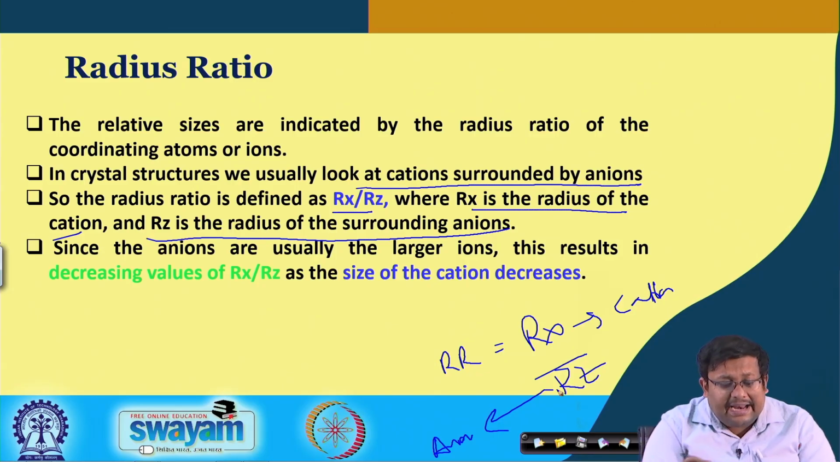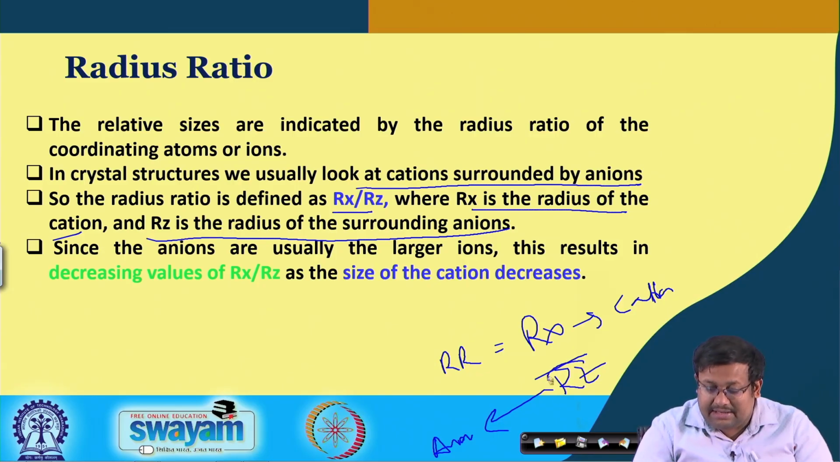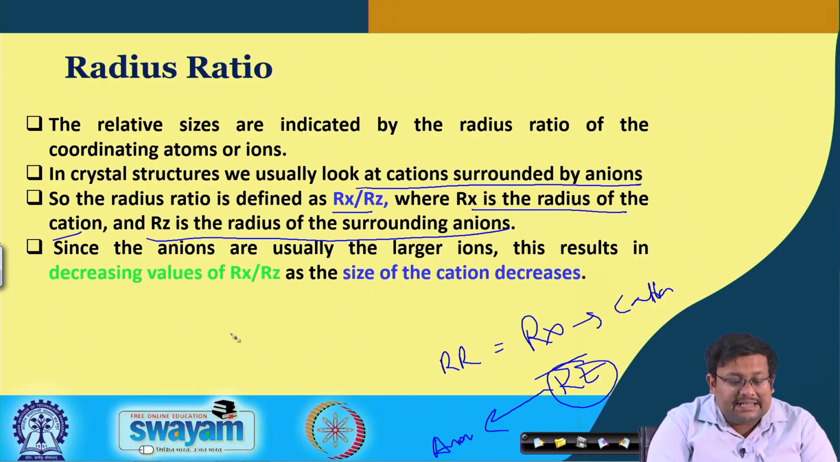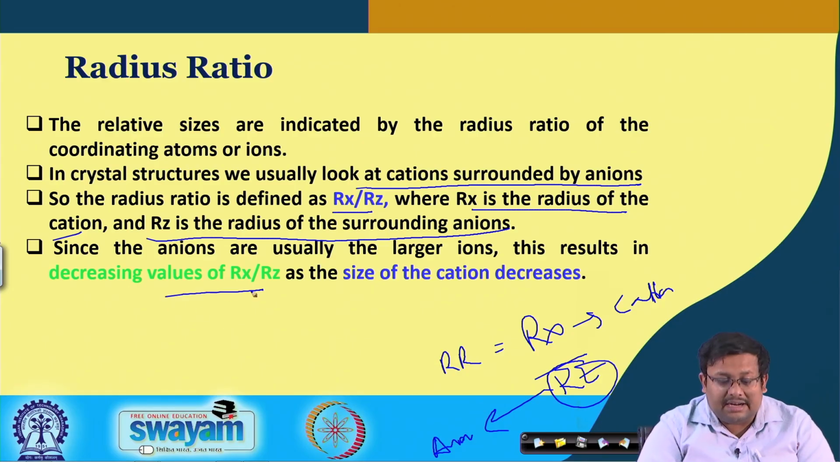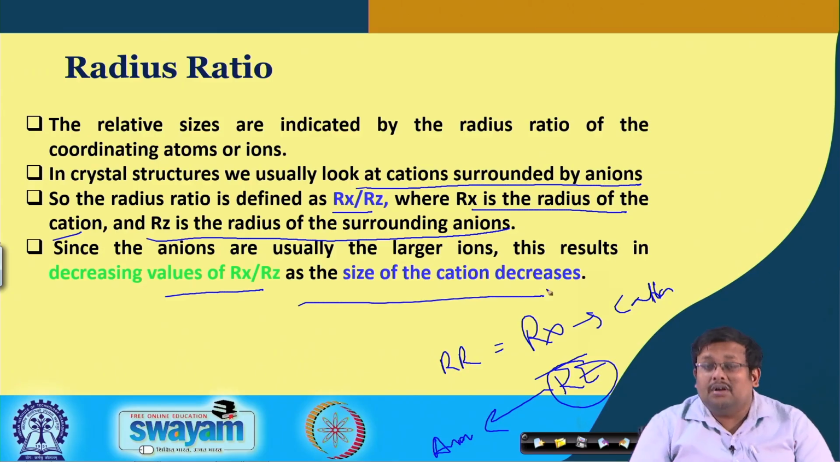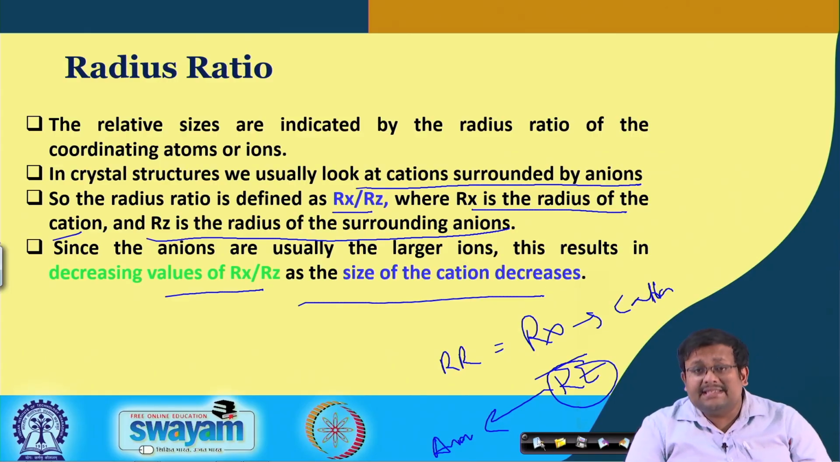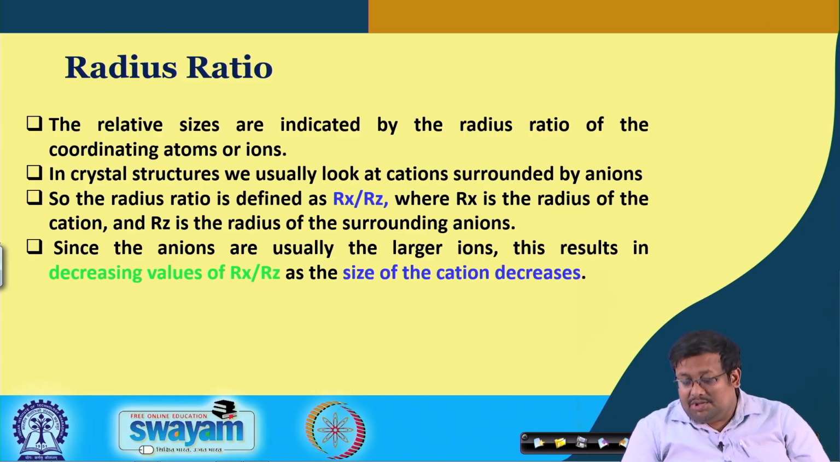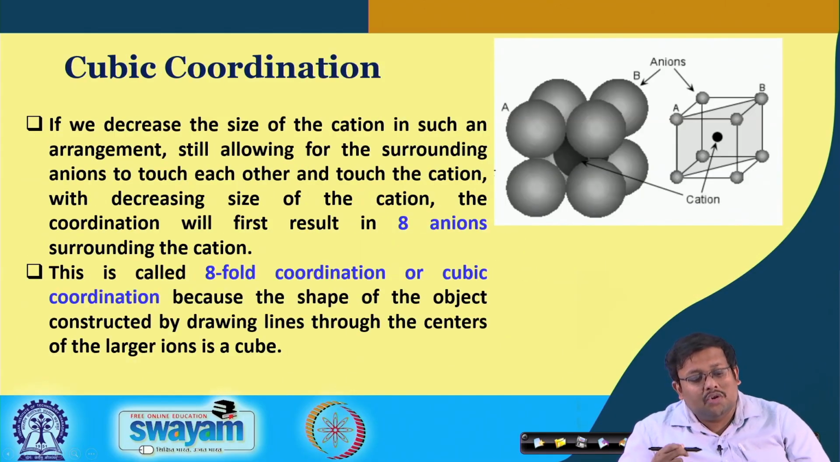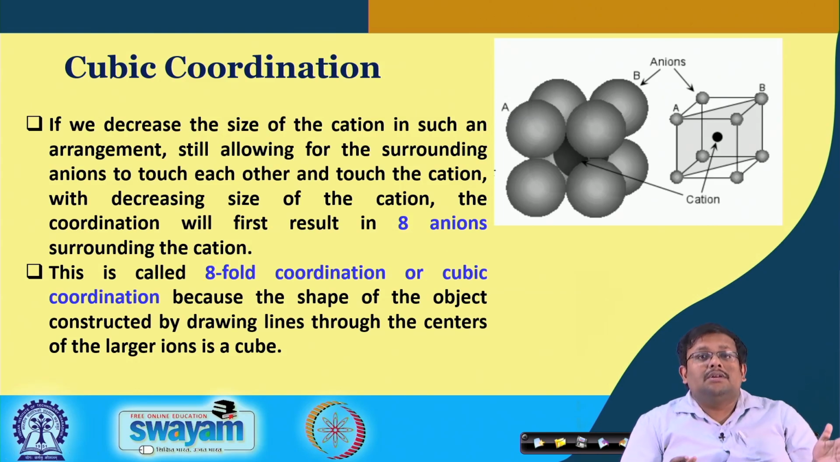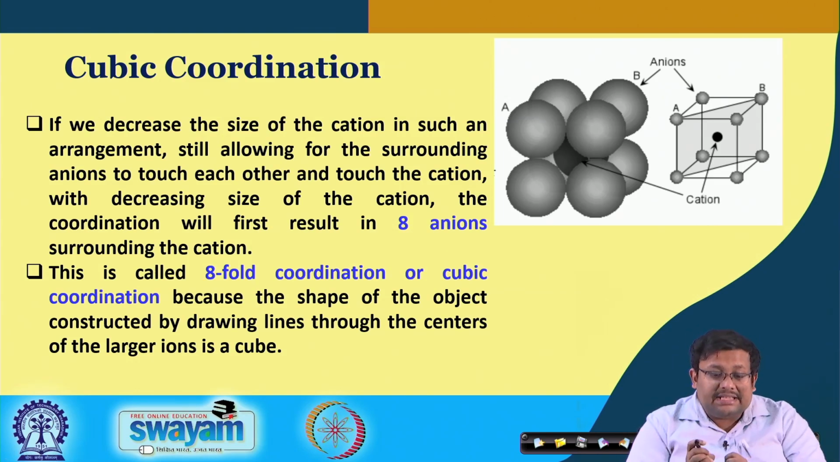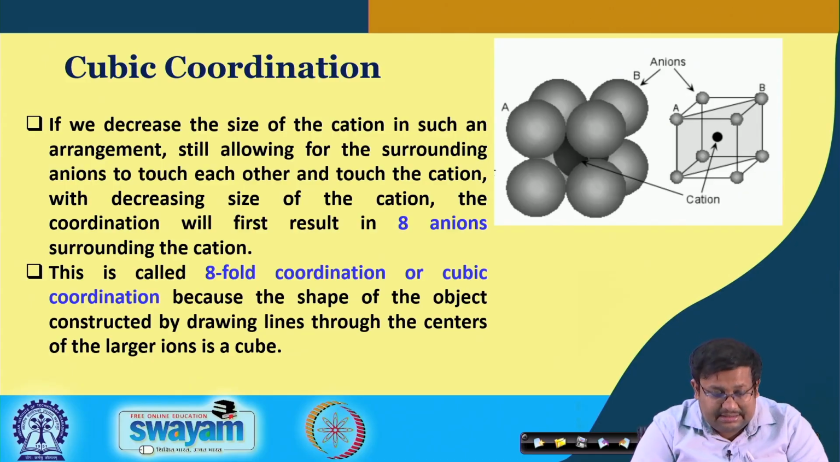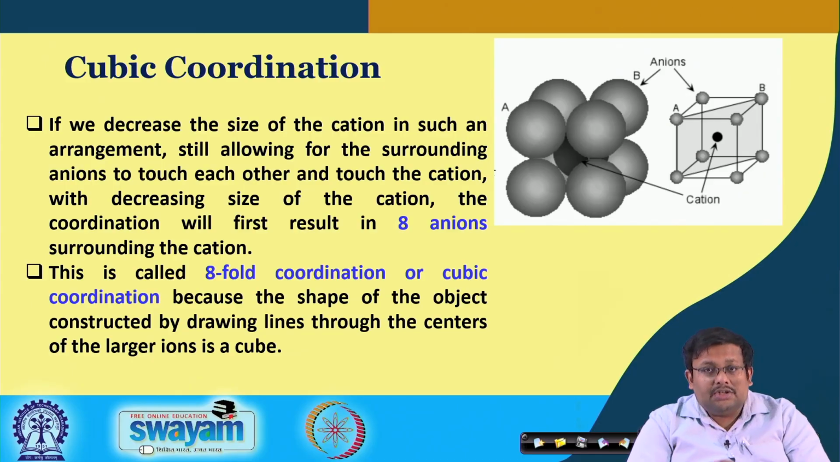Now, since the anions are usually larger, the value of Rx over Rz decreases as the size of the cation decreases. So, when the size of the cation decreases, obviously this radius ratio further goes down. So, what is the problem in that? Once this radius ratio goes down due to the decrease of the size of the cation, there are some changes.